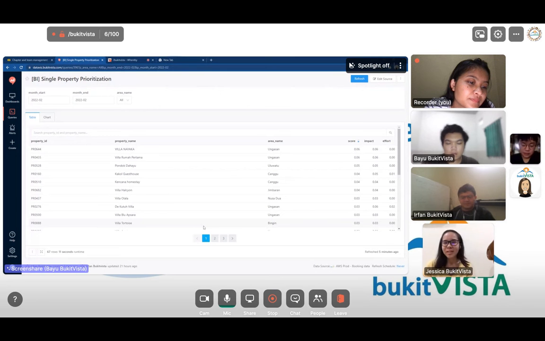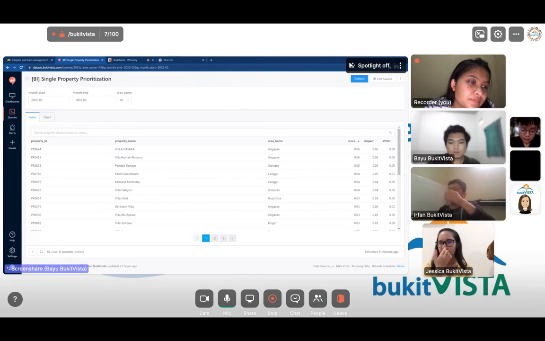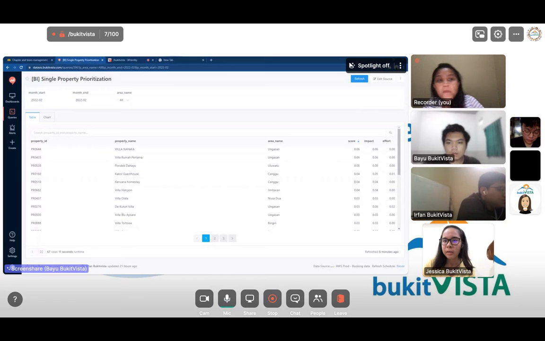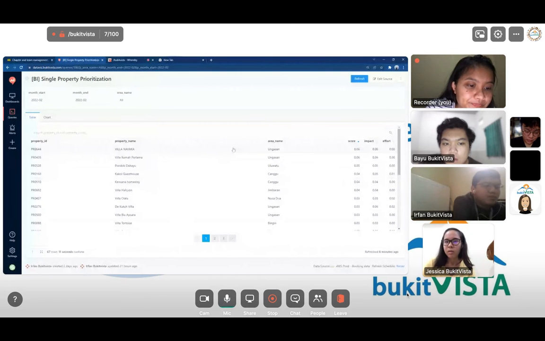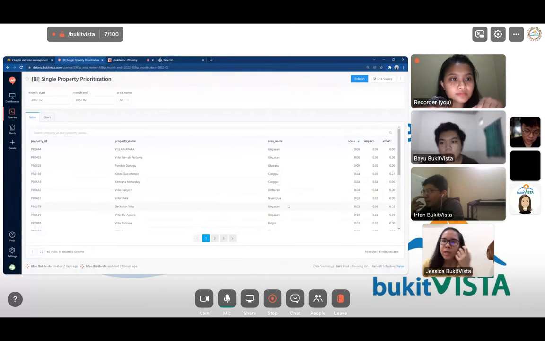Jadi aku ini ya. Cuman kalau yang tadi ini maksudnya skornya itu dari impact effort itu ya? Yep. Yes, ngebandingin impact sama effort. Impact and these new are properties that are listing. Ini yang dari paling tinggi. Sorted by the score. Mungkin dari Bayu dulu.